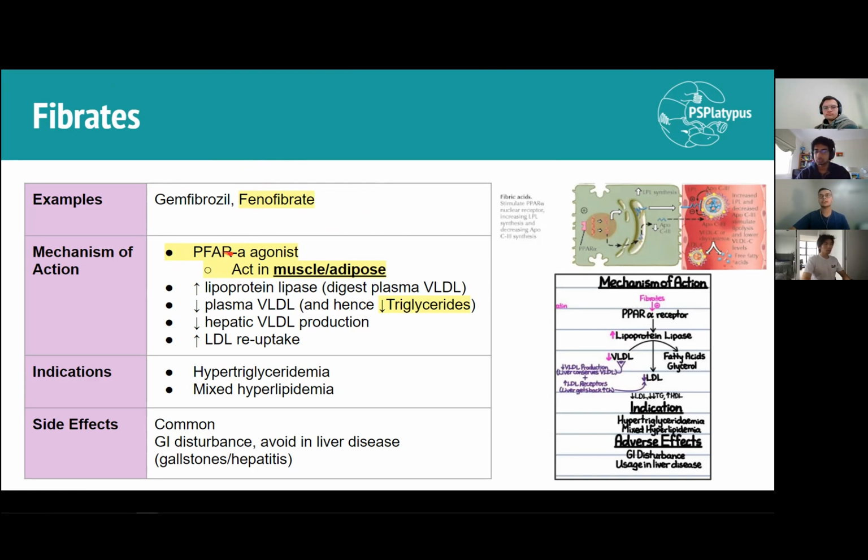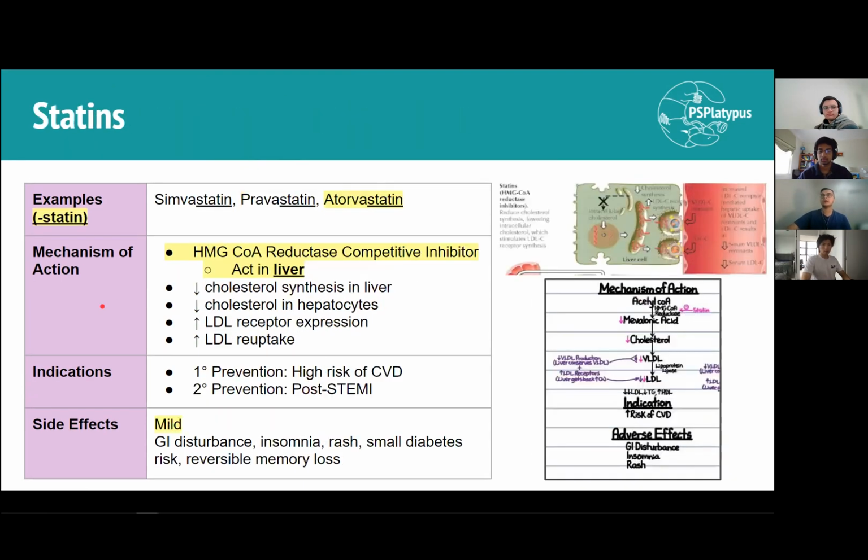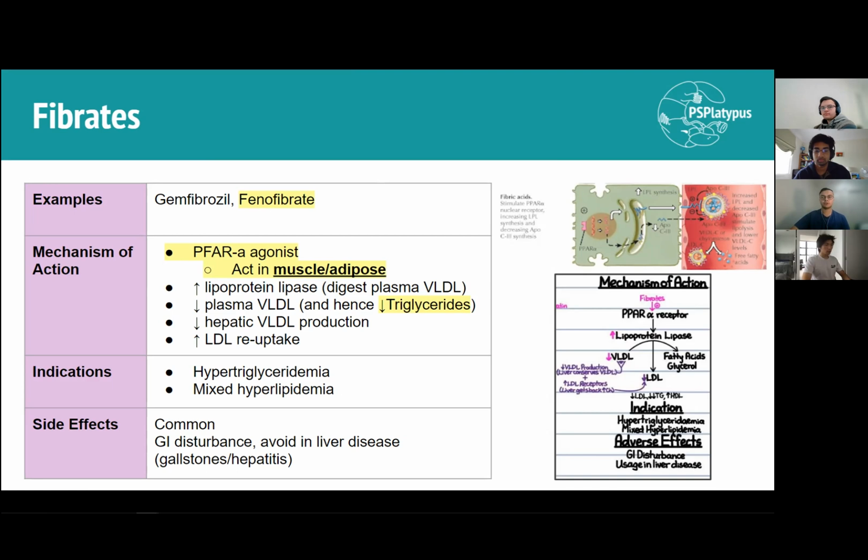But the key idea here is that before, if you had a look, HMG-CoA reductase was more so acting in the liver. So you were trying to alter the liver's metabolism of cholesterol, right? Over here, we're doing something different. We're now doing this in the periphery, in the muscle and adipose tissue. So keep that in mind.